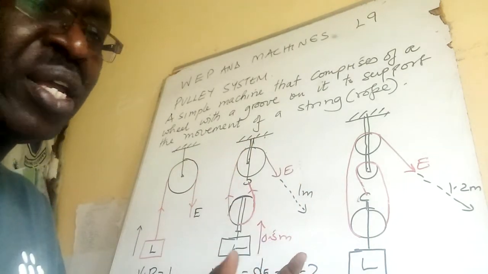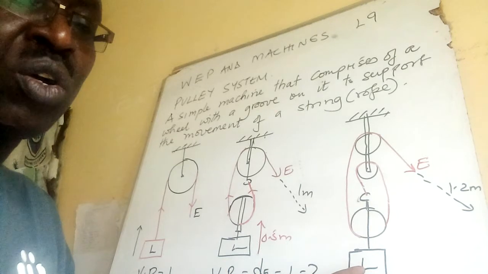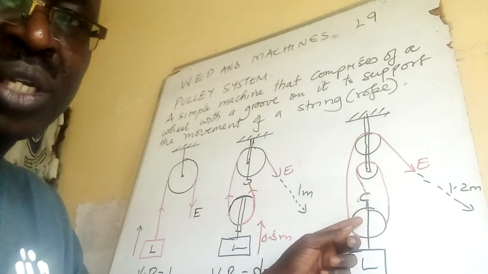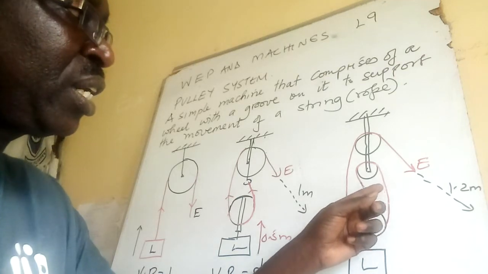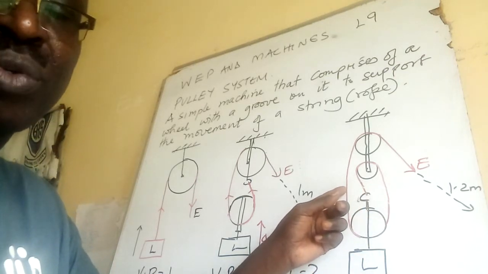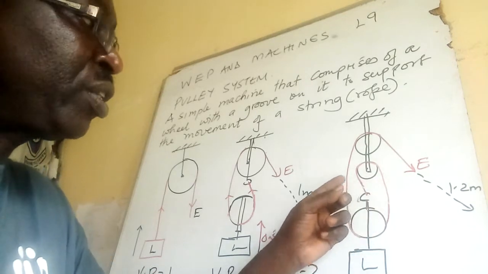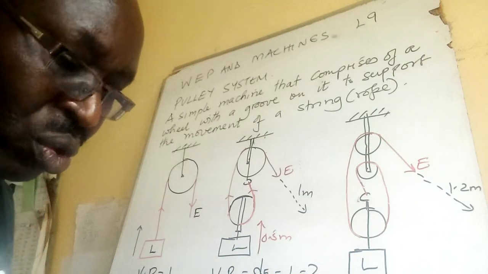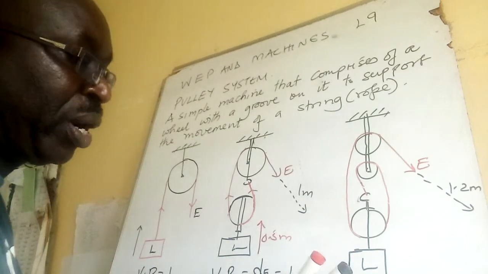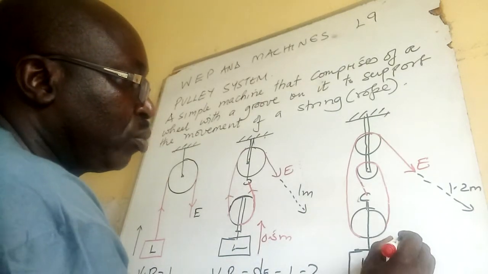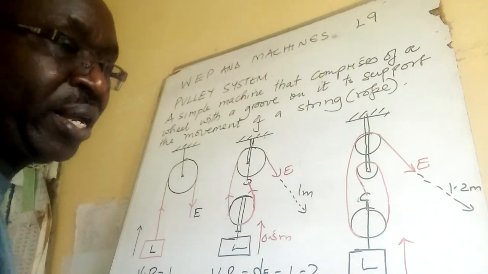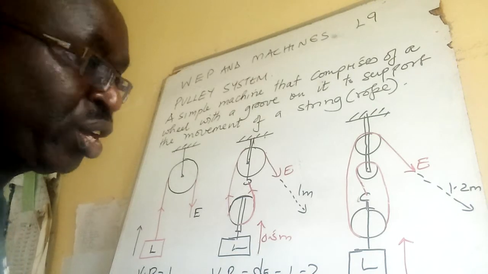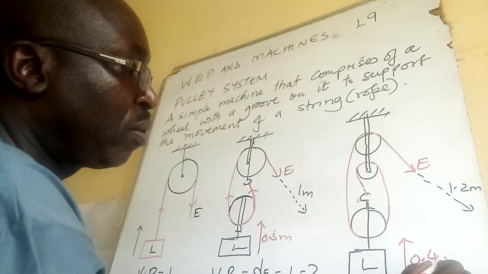In a simple way, this lower load is attached to this pulley. This pulley has these three components of the rope. The three components of the rope will share that movement. So, in a sense, we are talking about the load moves up by 1.2 divided by 3, you get 0.4 meters.